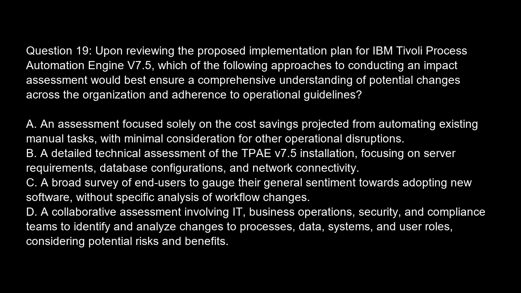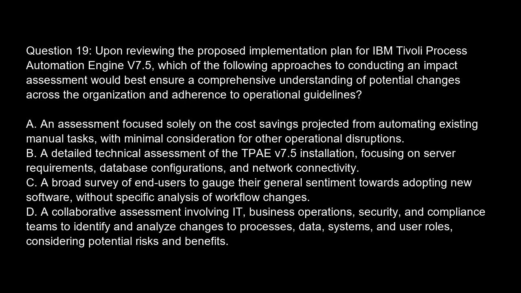Question 19. Upon reviewing the proposed implementation plan for IBM Tivoli Process Automation Engine v7.5, which of the following approaches to conducting an impact assessment would best ensure a comprehensive understanding of potential changes across the organization and adherence to operational guidelines? Option A. An assessment focused solely on the cost savings projected from automating existing manual tasks, with minimal consideration for other operational disruptions.